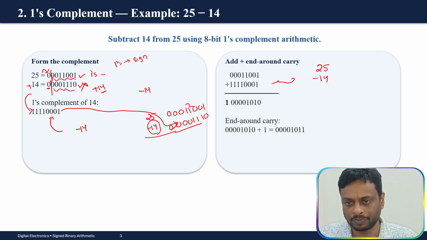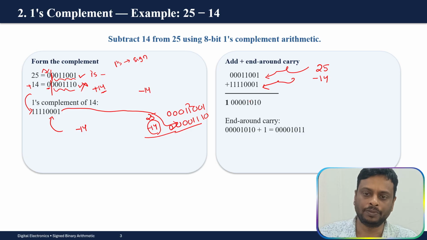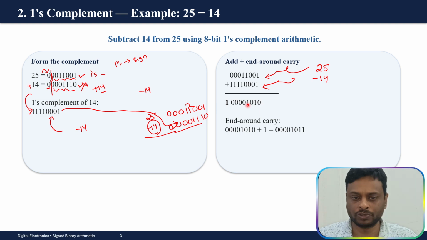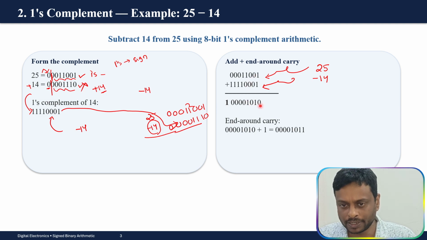So this is the 1's complement of -14. This is the 1's complement of +25. Then these two numbers will be added. If there is a carry, you can see there is an overflow.